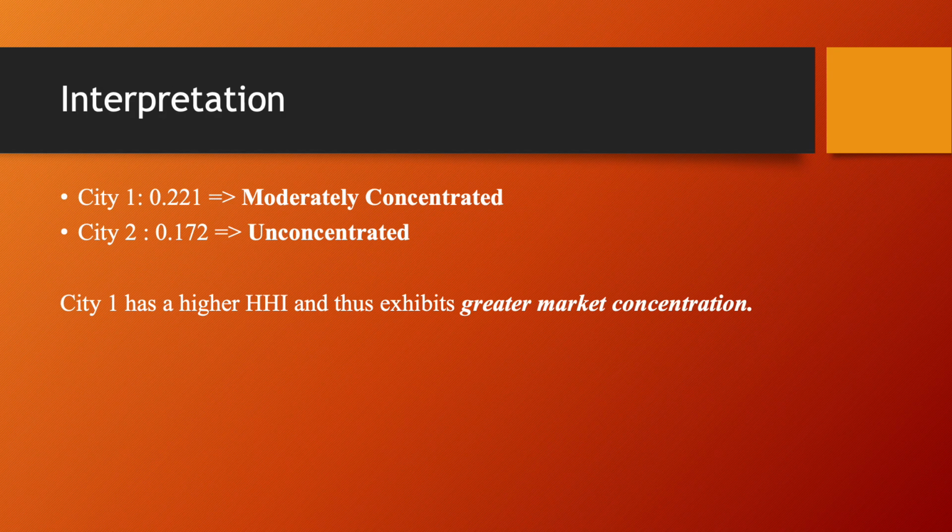So, interpreting the results, for city 1 we have 0.0221, and for city 2 we have 0.0172. So what does this mean in healthcare terms? City 1's hospitals are more dominant. Fewer hospitals control most patient days, which can give them pricing power and influence over the market. City 2, however, has a more even distribution, meaning greater competition, more patient choice, and potentially better cost control. In healthcare economics, this helps regulators and policymakers decide when to allow or block mergers that could harm competition.